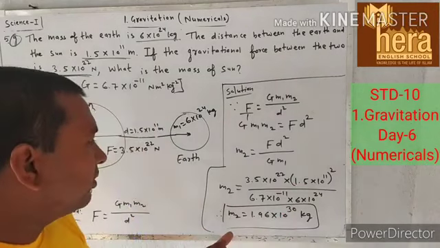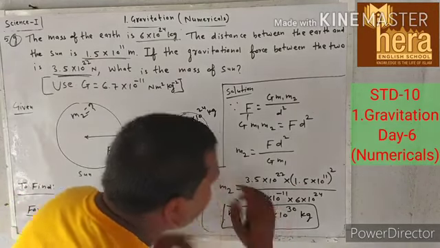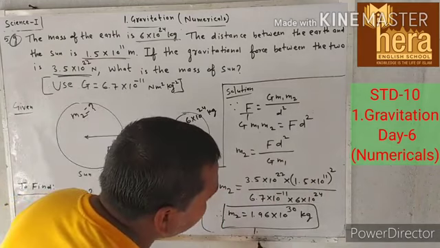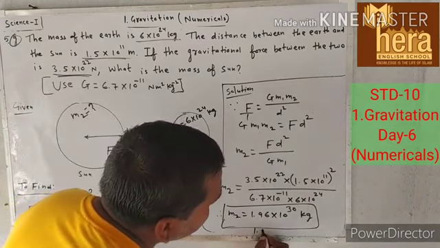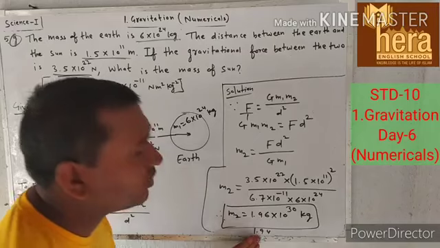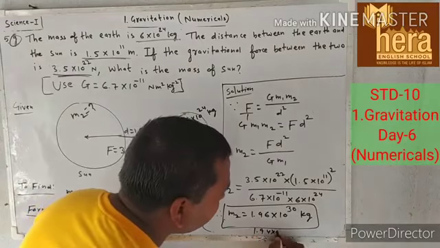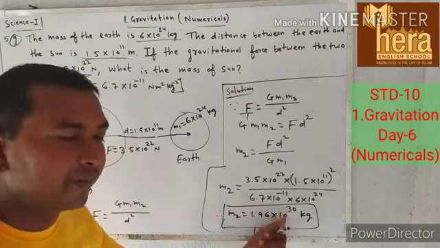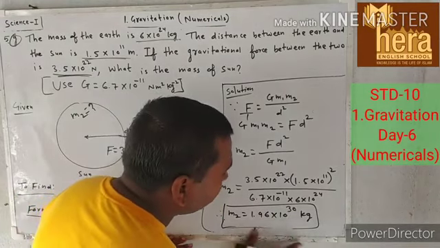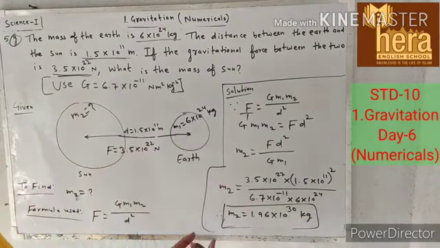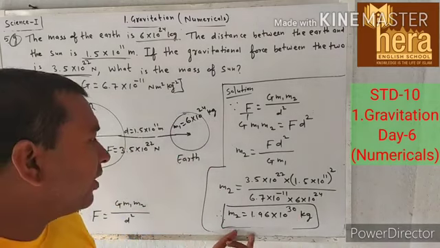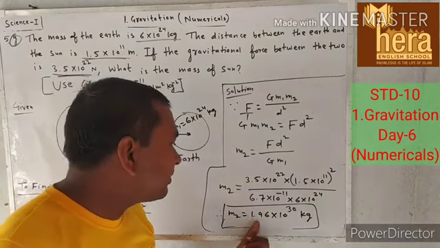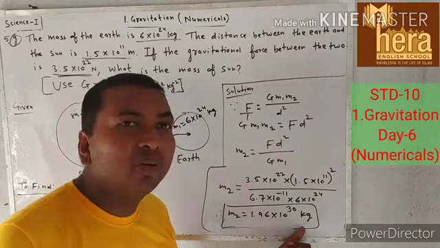If you solve and your answer comes 1.994 into 10 raised to 30, this is also correct, because this is a very huge number. So in the language you will write, therefore the mass of the Sun, m2, is equal to 1.96 into 10 raised to 30 kilogram.